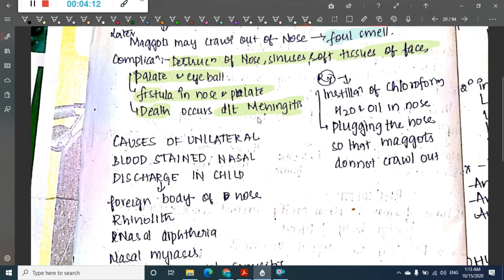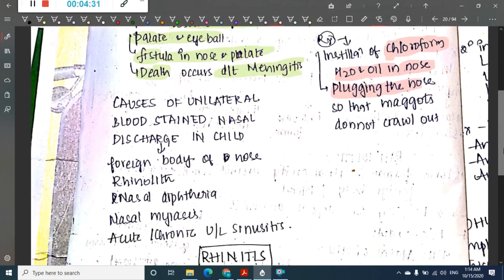So how are you going to treat it? Treatment is very simple. You should instill chloroform water and oil in the nose, and after instilling chloroform oil and water, you will have to plug the nose so that these maggots will not crawl out. So this is about the maggots.